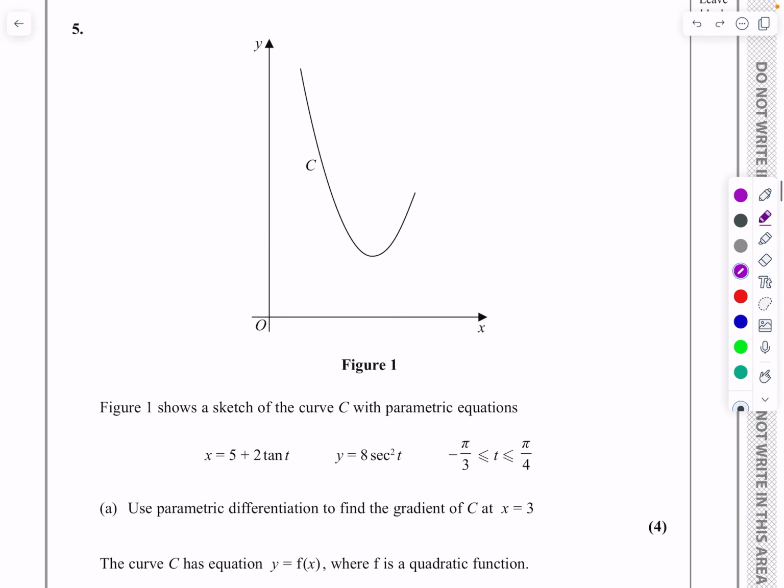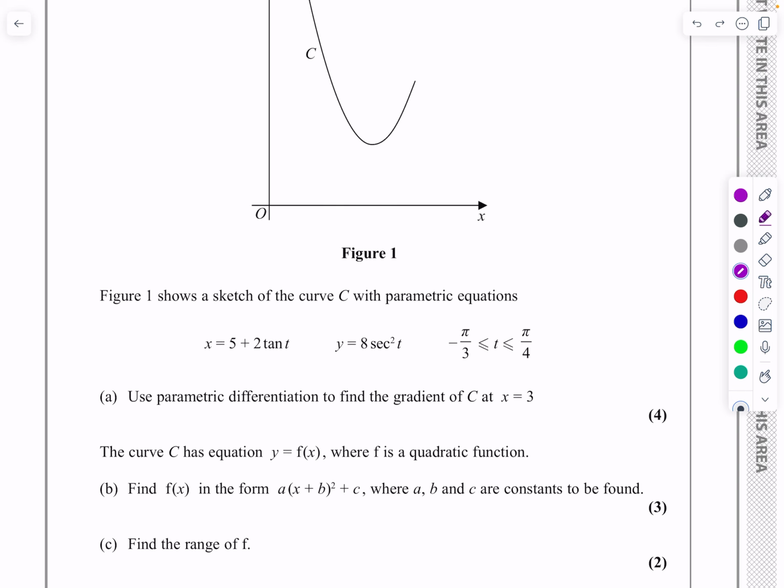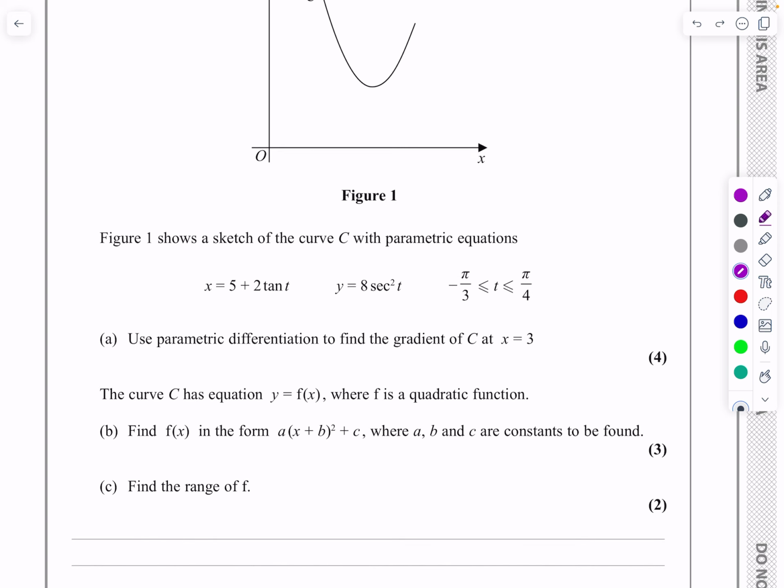Okay, this is the P4 paper from October 2021. It's question number 5, which is a differentiation question. In fact, it's a parametric differentiation question. Let's have a look at it and get started.